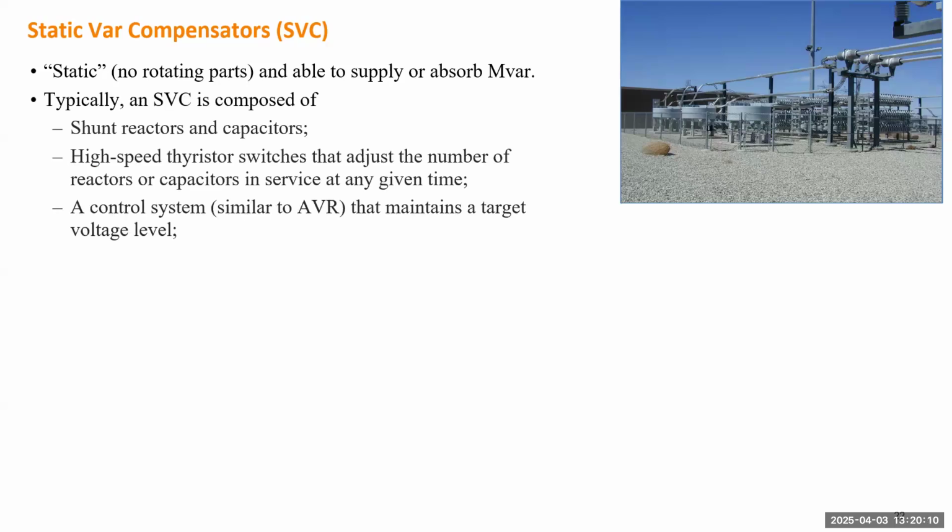Usually each SVC can have shunt reactors and capacitors. They will be switched not by mechanical switches, but by power electronics, like high-speed thyristor-based switches, so you can control them remotely. They have a control system very similar to automatic voltage regulation for a generator. They can either control the location near the controller or far from there if you have a load compensation component.